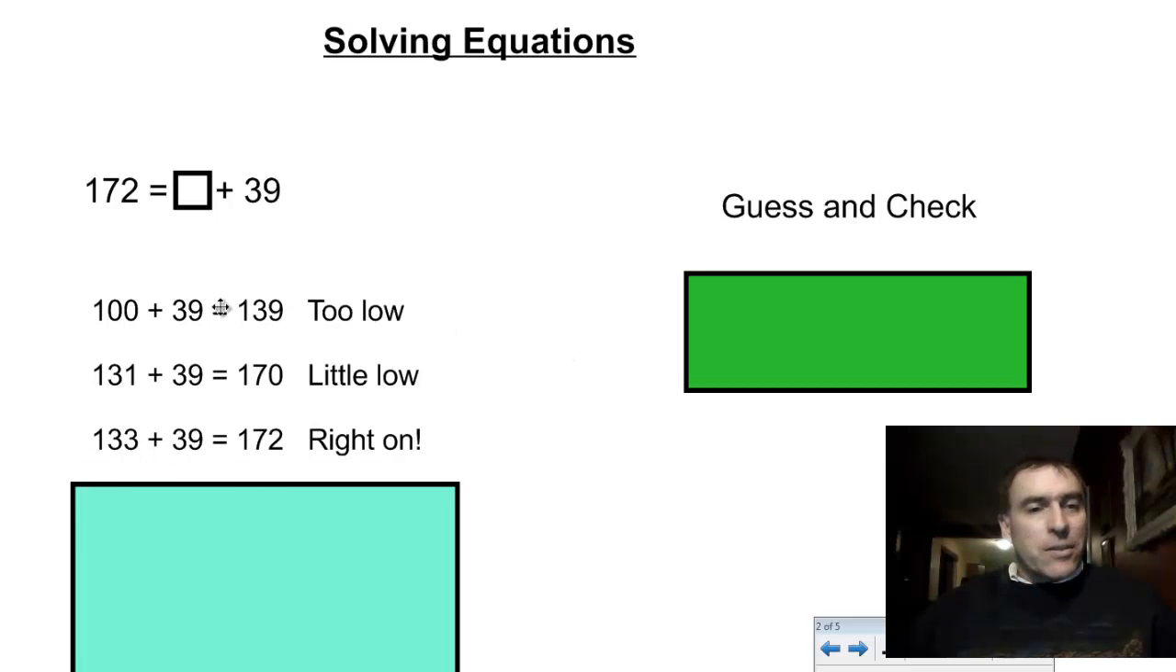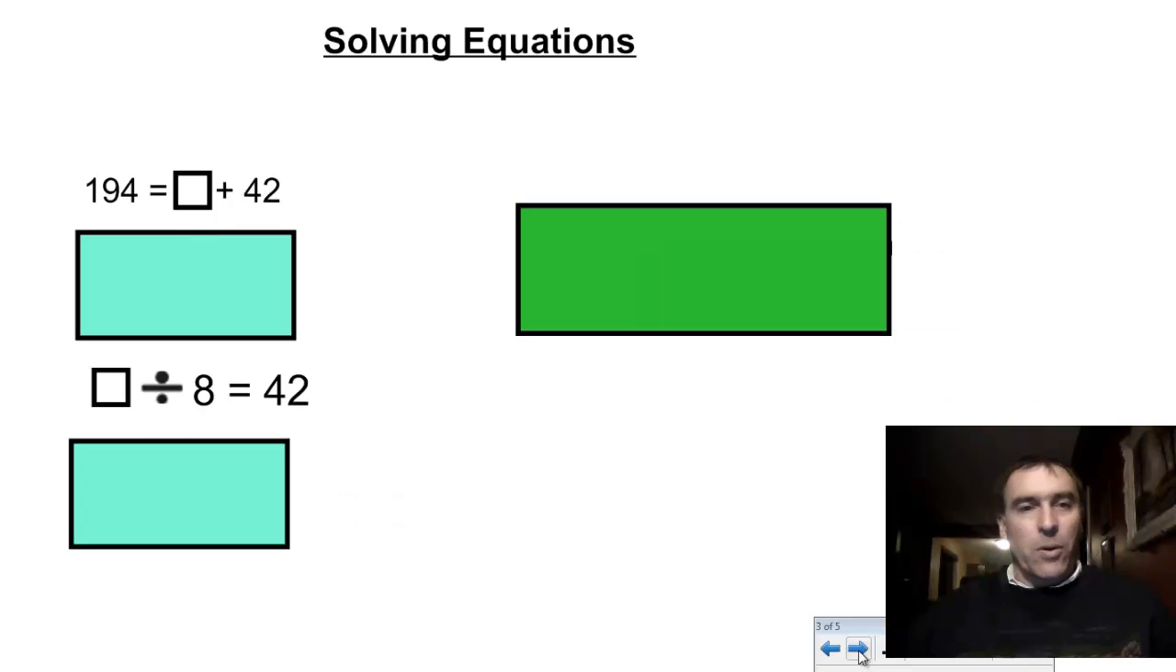So really with this strategy, all you do is pick numbers that seem reasonable and keep moving around until you get the absolute right answer. Guess and check. It's a great strategy. You can use it to solve equations. Let's try one more. 194 equals something plus 42.